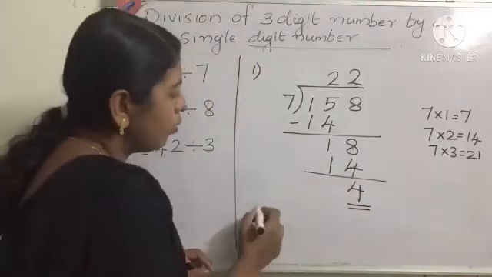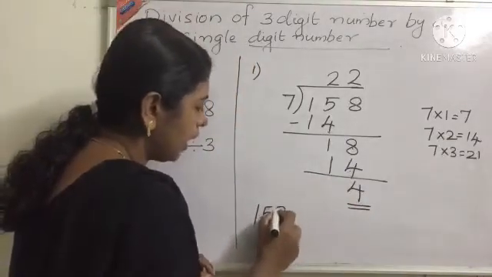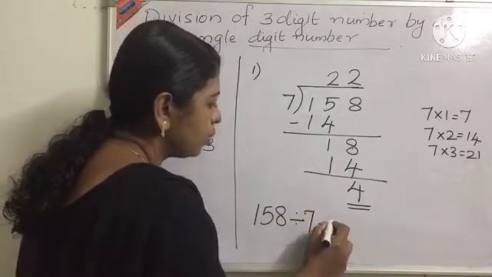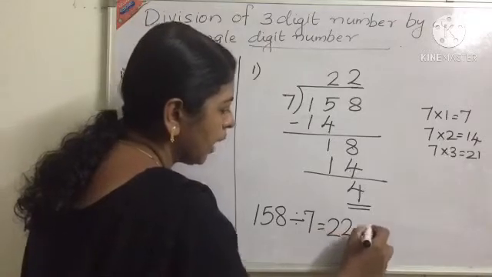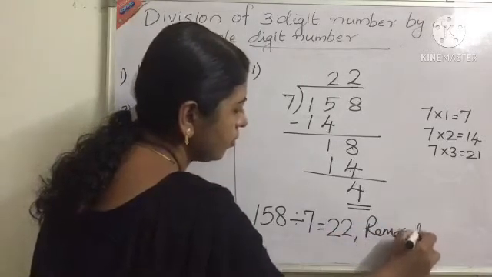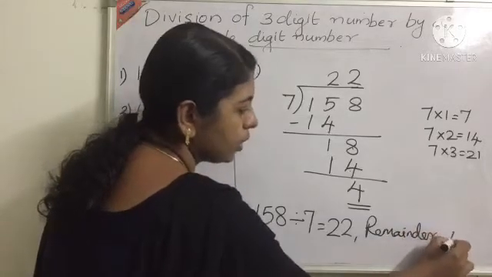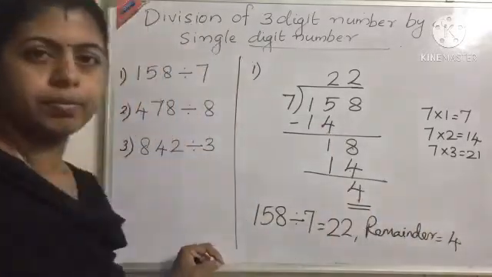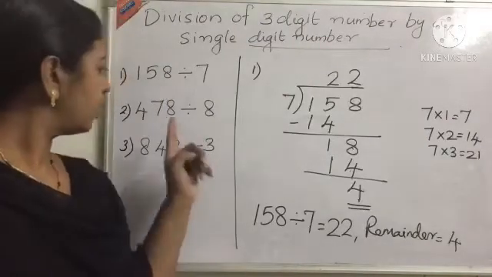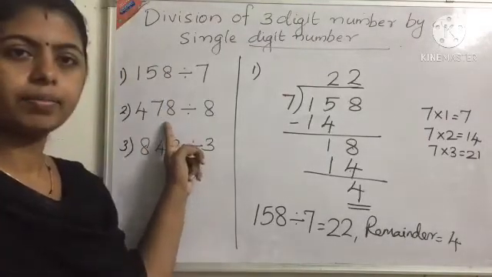Then 158 divided by 7 is equal to 22 and the remainder is 4. Okay. Now we can go to the second question.